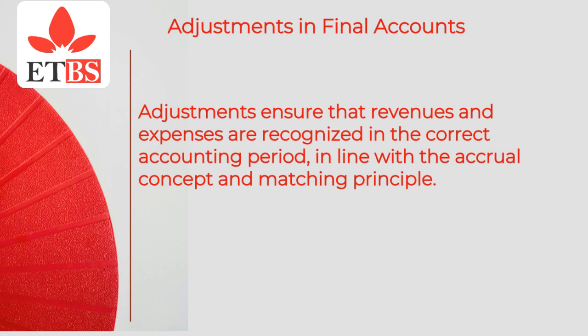2. Prepaid expenses: paid in advance. Adjustment: deduct from the expense in the P&L, and show as a current asset. 3. Accrued income: earned but not yet received. Adjustment: add to income in the P&L, and show as a current asset. 4. Unearned income: received in advance. Adjustment: deduct from income in the P&L, and show as a current liability.